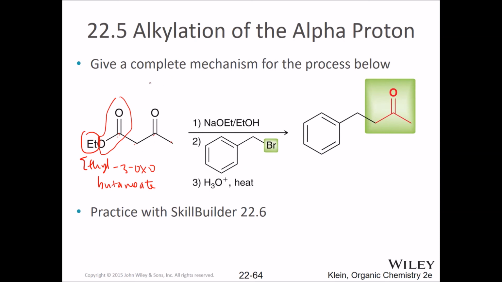All right. But you see, it looks almost identical to diethyl malonate, right? Diethyl malonate looks like this. Looks almost identical to that. So we're going to use the same reaction conditions. Sodium ethoxide and ethanol, and then come in with some alkyl halide, which in this case we're going to use benzyl bromide, and then we're going to hydrolyze the ester, make it carboxylic acids, and decarboxylate. Okay, go practice with Skill Builder 22.6. Good luck.